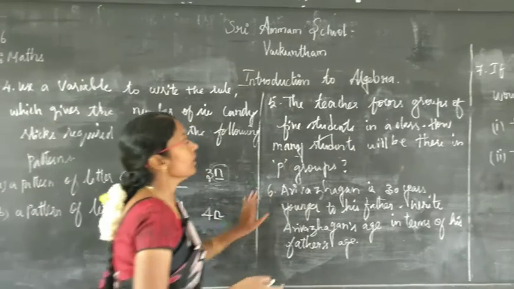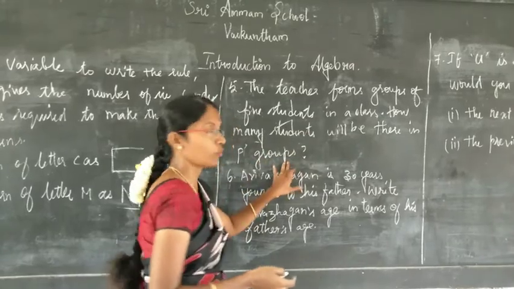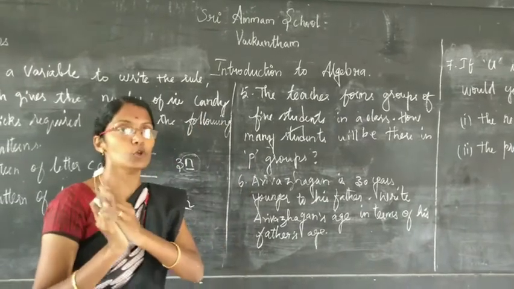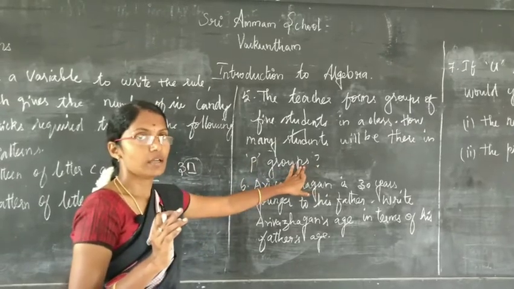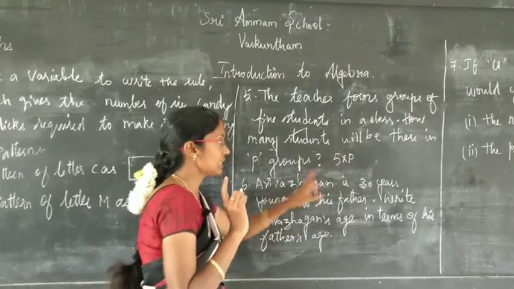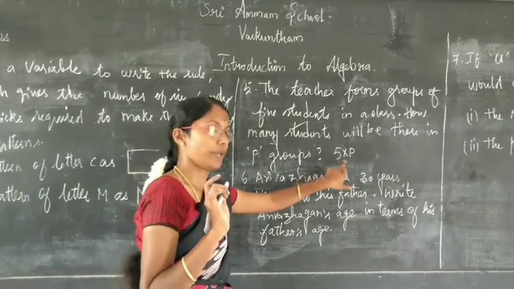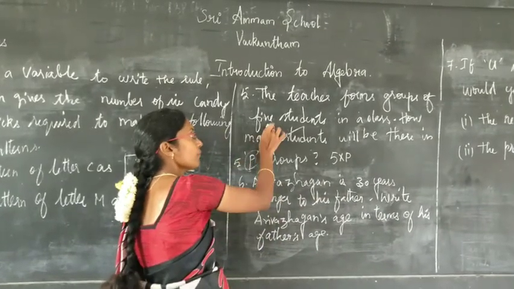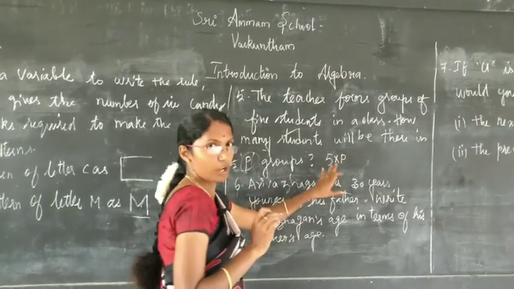Okay. So next one, the teacher forms groups of 5 students in a class. How many students will be there in P groups? For a single group, she takes 5 students. For P groups, how many students do we need? 5 into P. So 5P. That's all. For example, if we take 5 groups, 5 into 5, 25 students will be in 5 groups. Okay. So 5P. Have you all understood this?